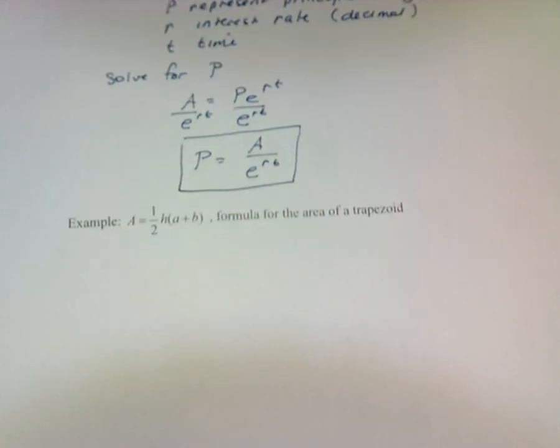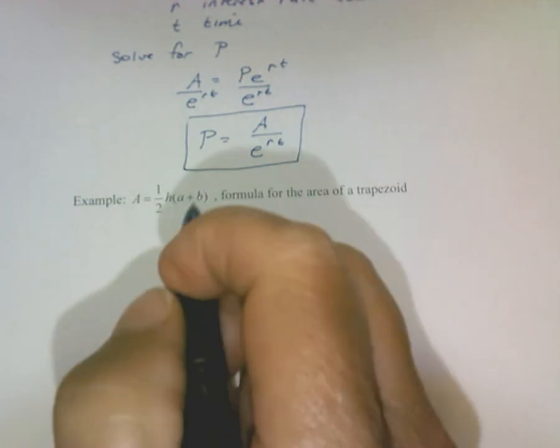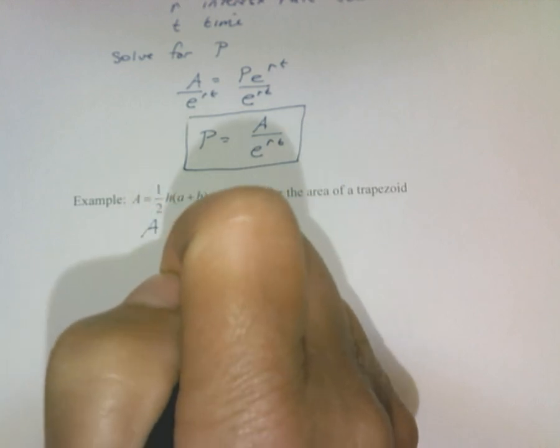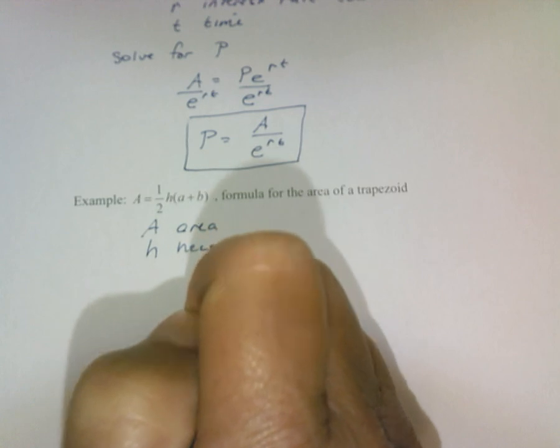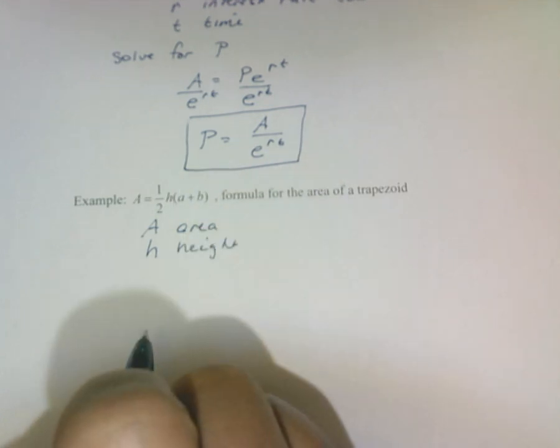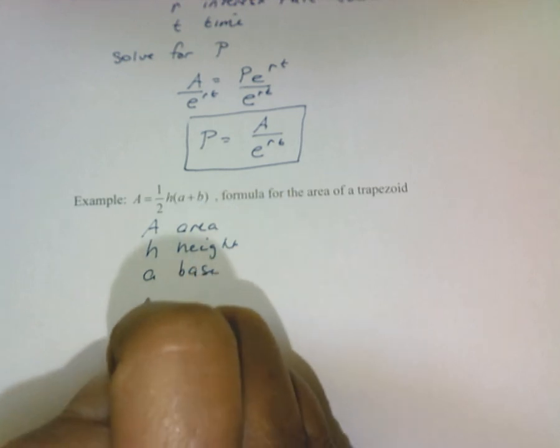This next formula is one you should have seen in geometry, but most people don't remember it. This is going to be the formula for the area of a trapezoid. So if I have A is going to represent area, H is going to be your height. A is going to be one of the bases of the trapezoid, and B is going to be the other base.